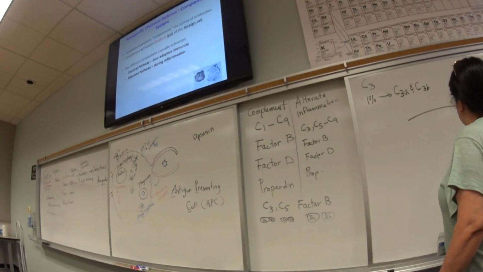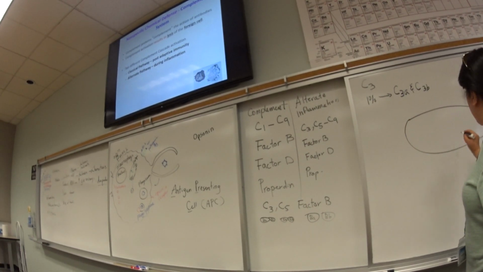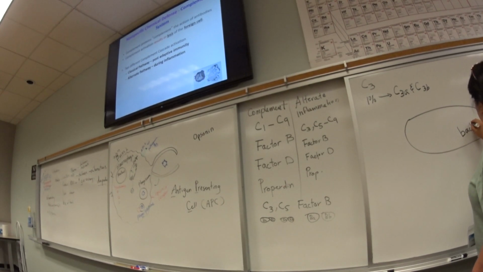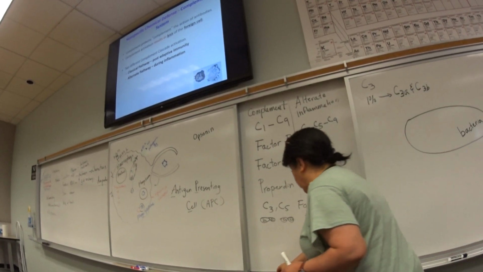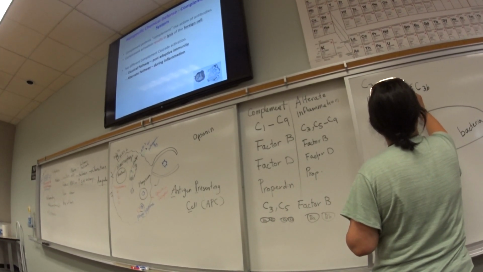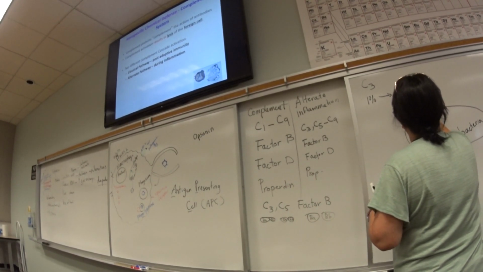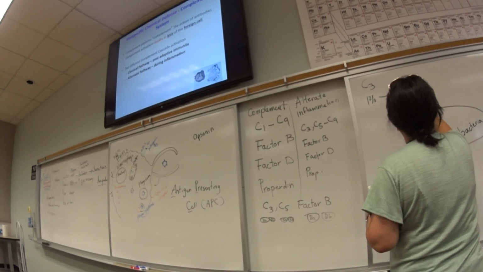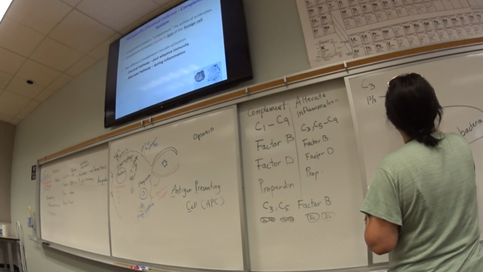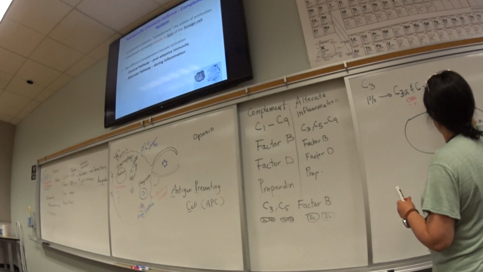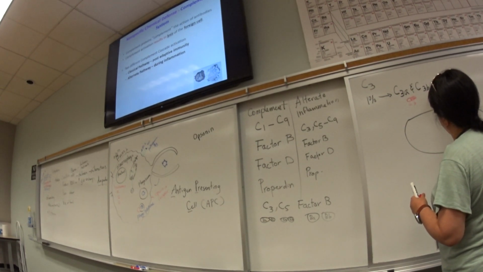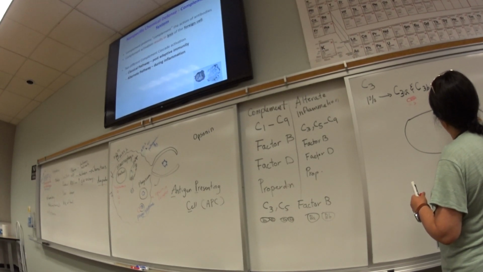So this is my bacteria. I'm using bacteria because it's easier. So I have a bacteria, a pathogen is there. C3A and C3B. Let's make them look like this: this is the A part, this is the B part. They split, so now in the cell I have 3A and 3B.